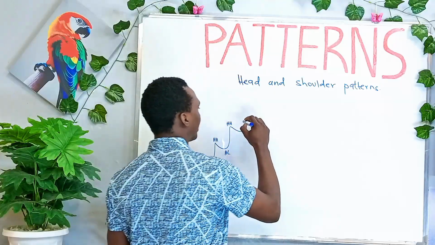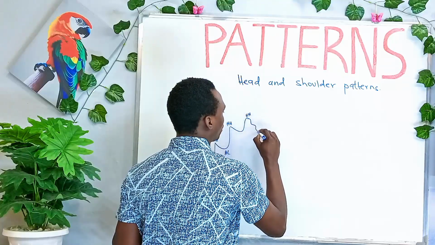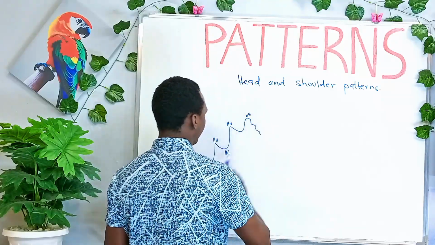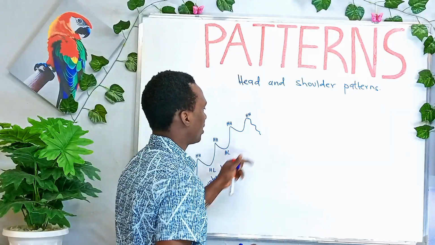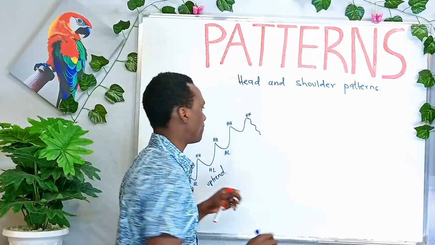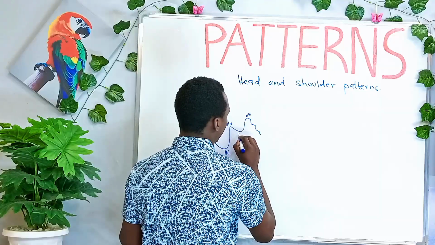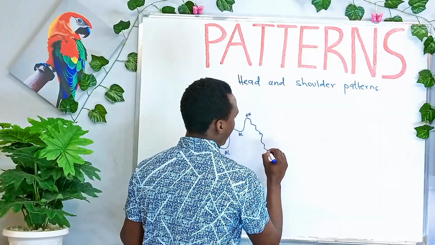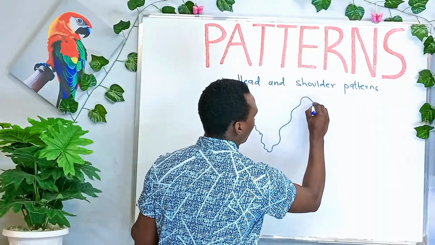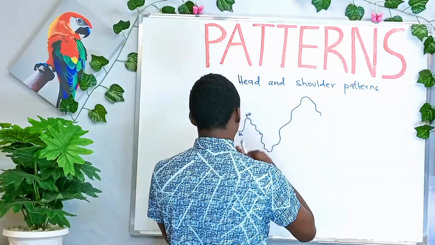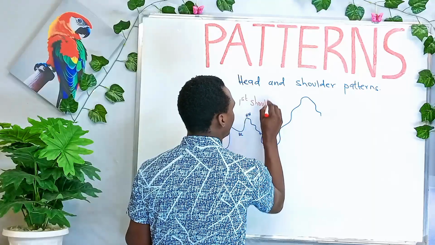So consequently, on this higher high, the price will start to retrace back on this uptrend. The price will start to retrace back, breaking this higher low. It will come up to that point and start gaining momentum. Now this one is the first shoulder, which is the left shoulder.